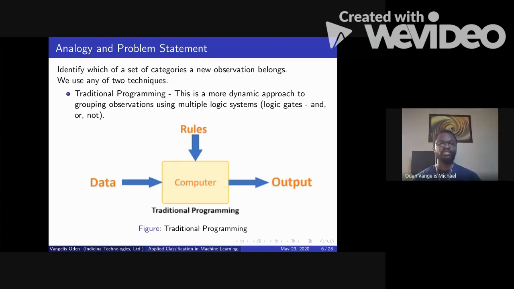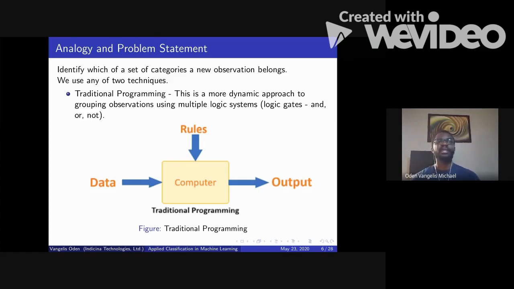So what we're trying to do now is identify which of a set of categories a new observation belongs to. So we'll use one of two techniques. One is traditional programming. Traditional programming is a more dynamic approach to grouping observations using multiple logic systems.